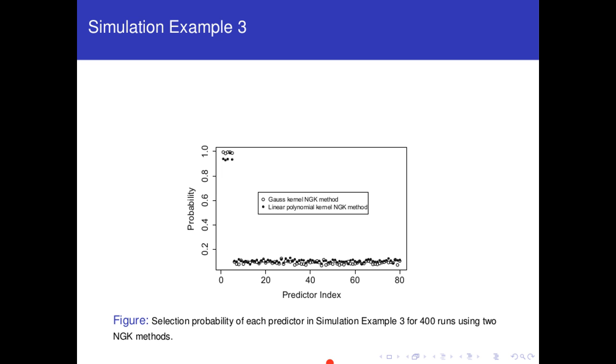We also compare our two approaches, NGK with Gaussian kernel and NGK with polynomial kernel. To compare these, we also calculate the selection probability of each predictor using permutation. So, using NGK with Gaussian kernel, the selection probability of true signals is almost 1. But the selection probability of those signals using polynomial kernel is about 0.9. So from this, NGK with Gaussian kernel selects more accurately than polynomial kernel, although both approaches select those true parameters very well.